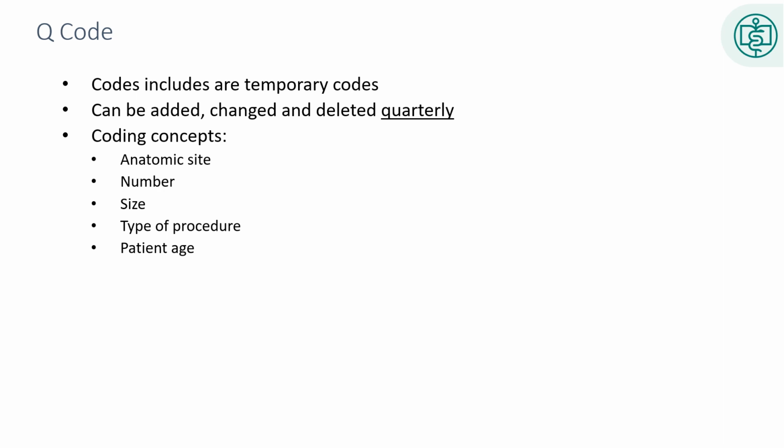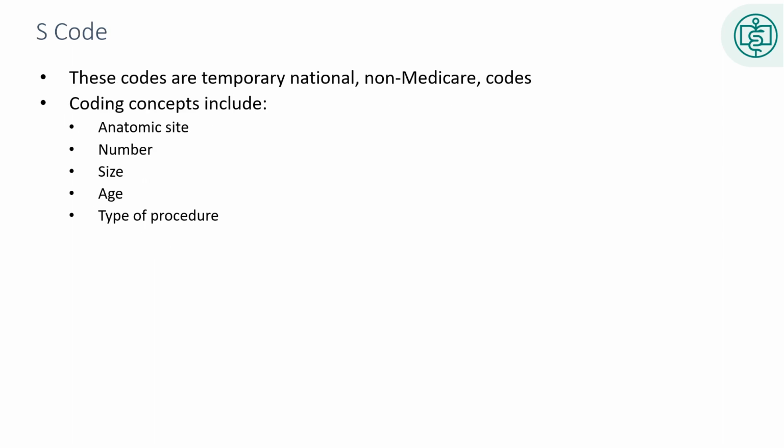The key coding concepts are the anatomic site, number, size, and type of procedure or product, and the age of the patient. The S code section includes the temporary national codes. These are non-Medicare codes. The key coding concepts are the anatomic site, number, size, type of procedure or product, and the age of the patient.